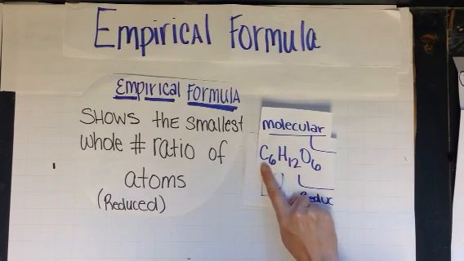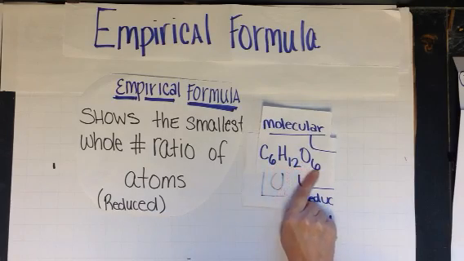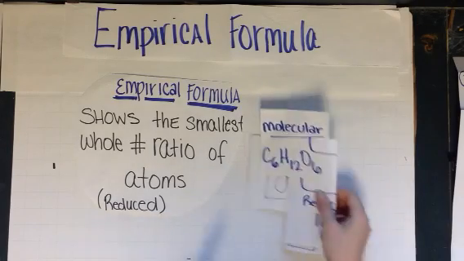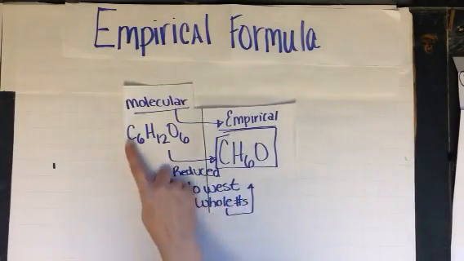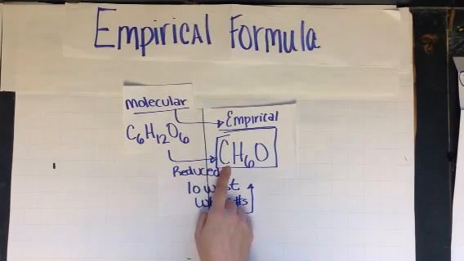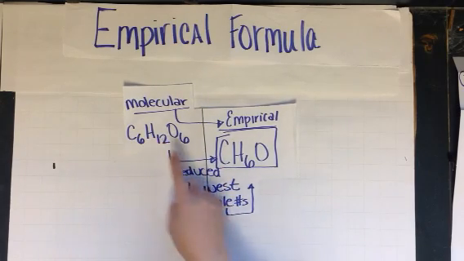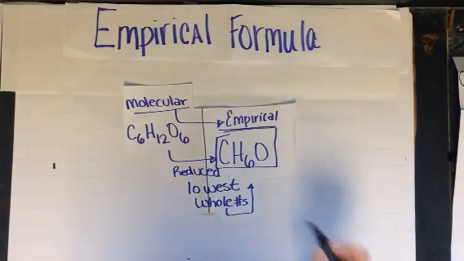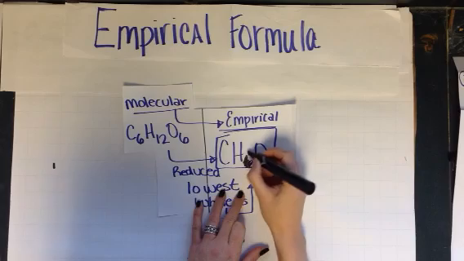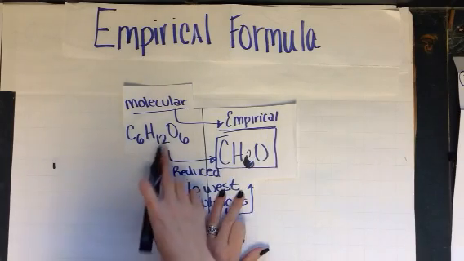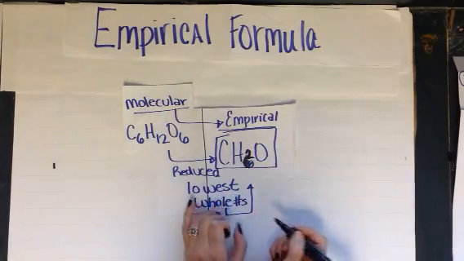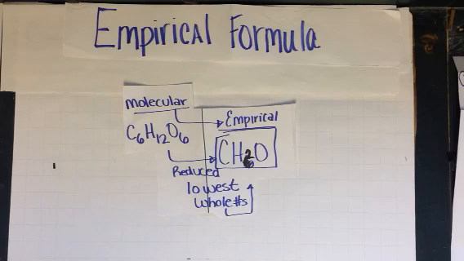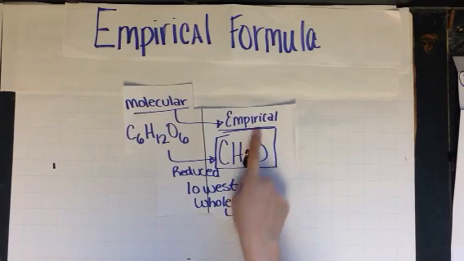I actually can reduce this down. If I divide everything by a common factor of 6, this could go down to what's called the empirical formula. Divide 6 by 6, you get 1 atom. Divide 12 by 6, you get 2. Divide 6 by 6 over here, and you get 1. Let's fix this up here. Put that 2 down there. So CH2O would be the lowest whole number ratio. Whenever you reduce down, that's called the empirical.